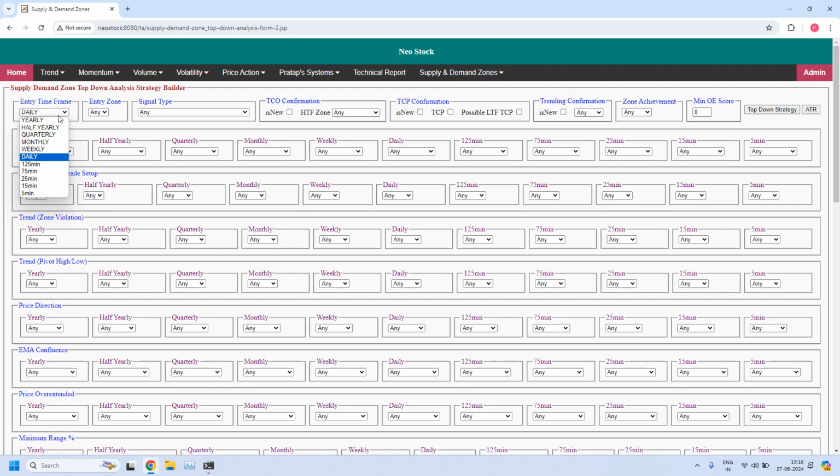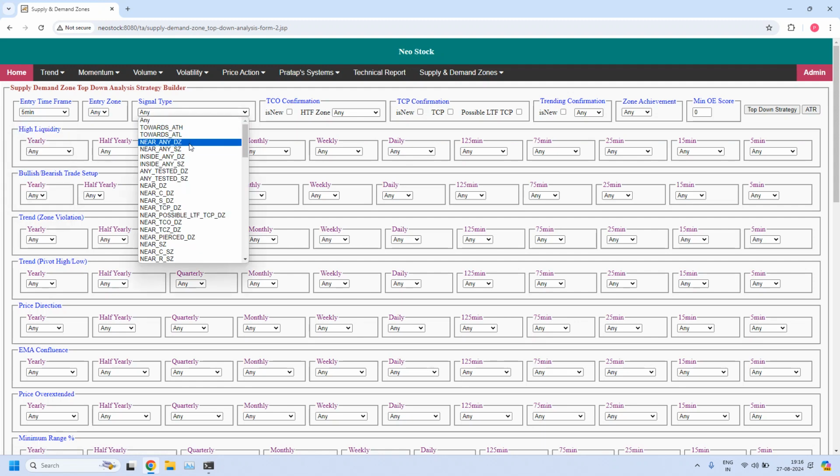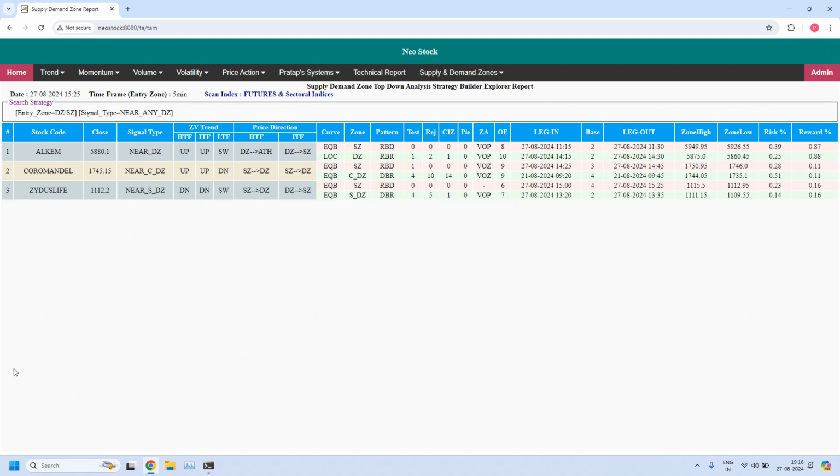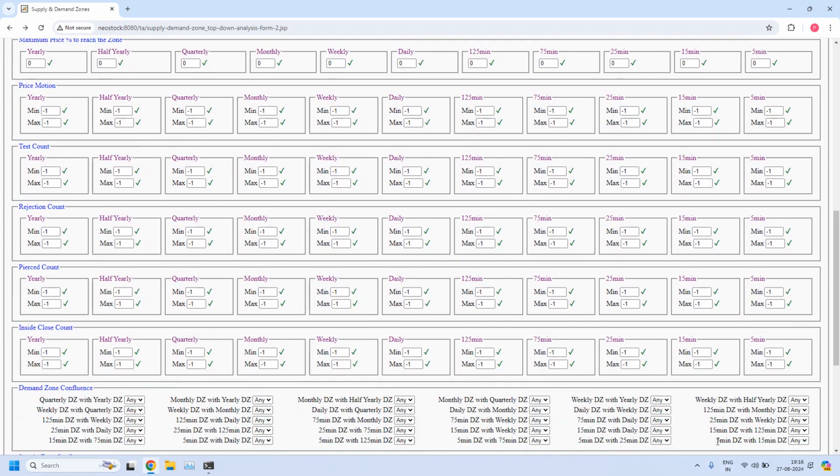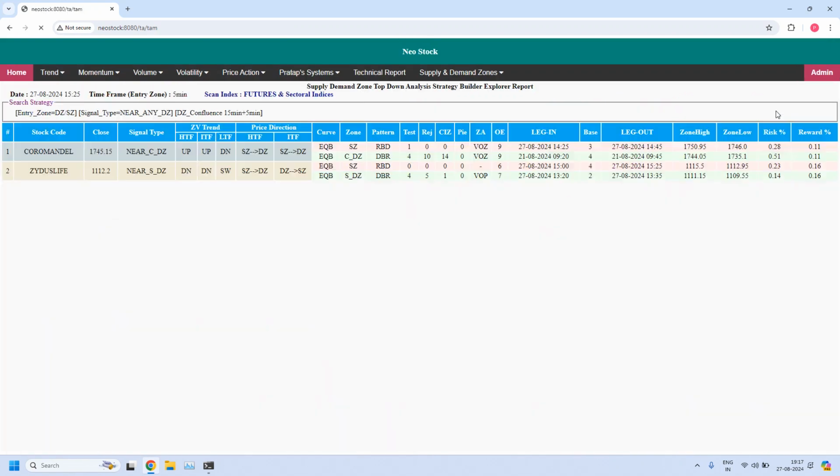So the next report is for 5 minutes time frame. Let us find the stocks near 5 minutes demand zone. 3 stocks are filtered near to the 5 minutes demand zone. So let us verify how many of these stocks are having ITF confluence. That is 5 minutes and 15 minutes demand zone confluence. So I'm enabling 5 minutes demand zone and 15 minutes demand zone. Now let's verify. So these 2 stocks are having LTF and ITF confluence. These are the 5 minutes high liquidity zones.